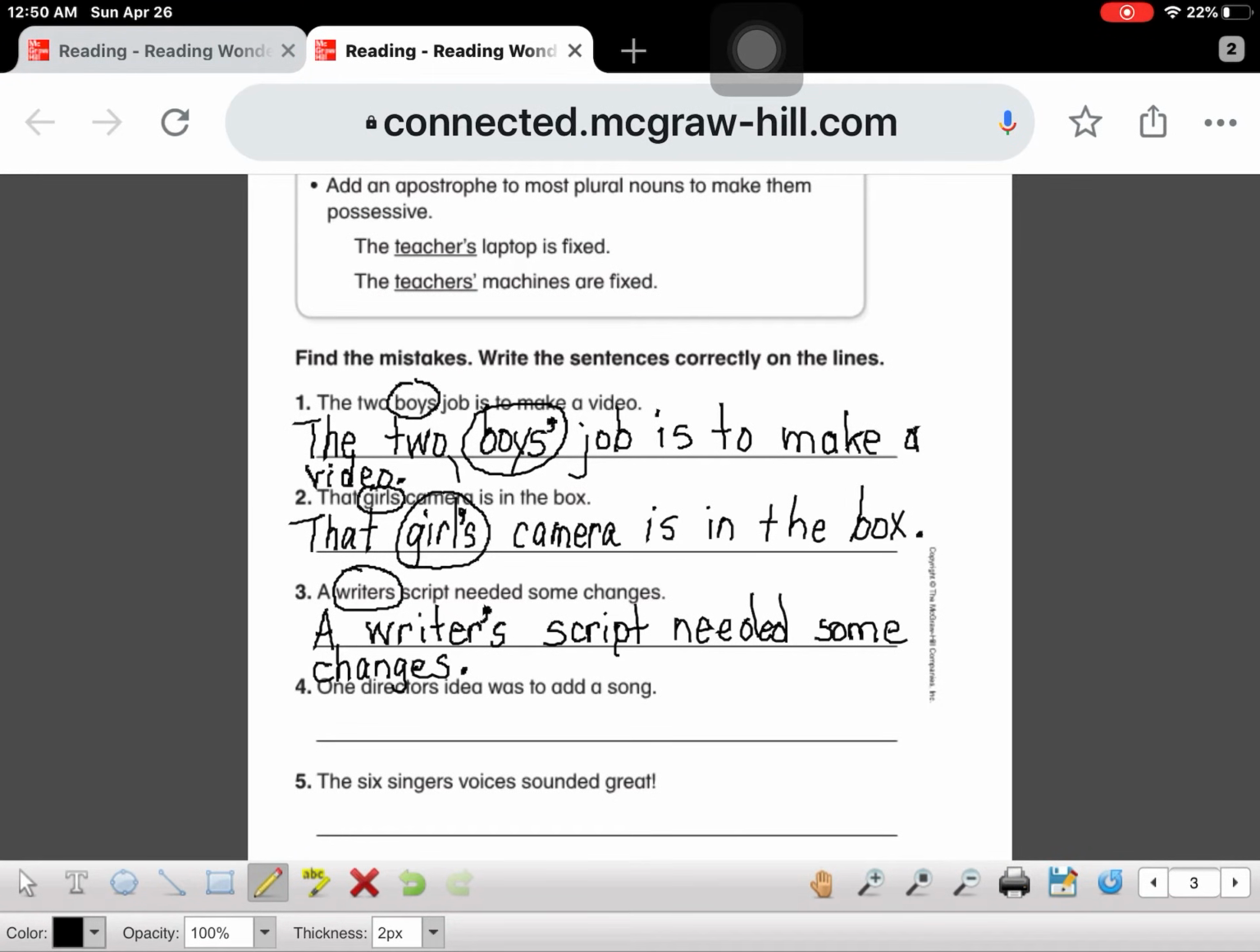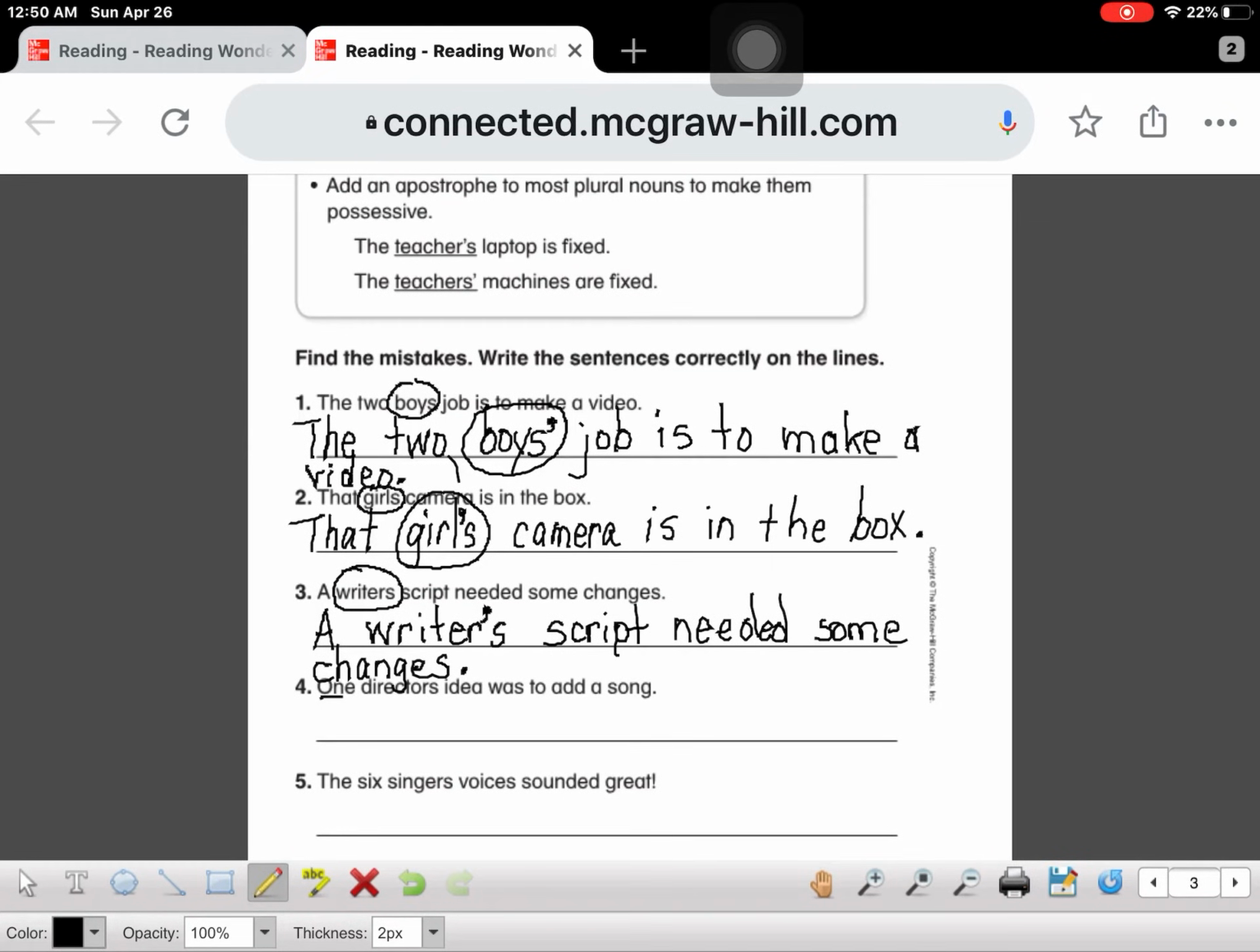Number 4. One director's idea was to add a song. What's the key word in that sentence that tells us whether it's singular or plural? Very good. The word one. One is just like the word a. There's just one of them. So it's just talking about one director. But what belongs to the director? Idea. So it's an idea that belongs to the director.